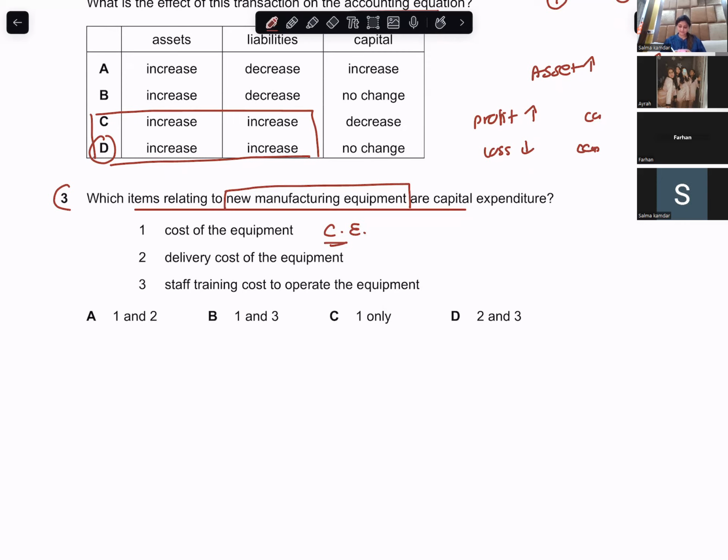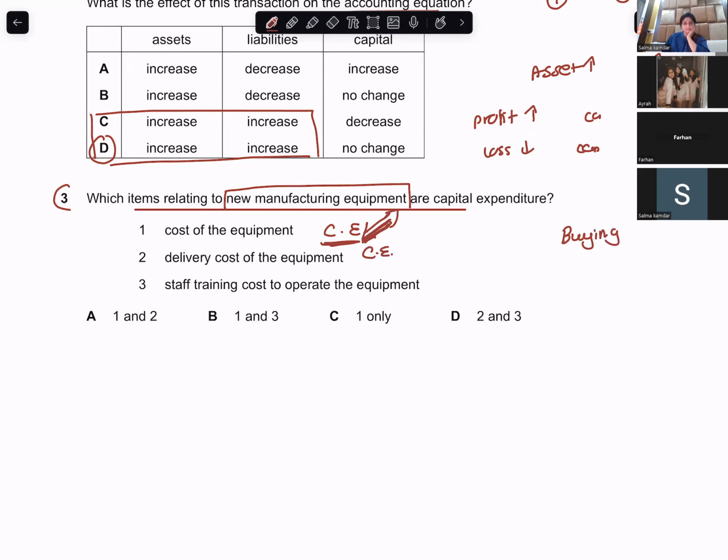Capital expenditures are expenditures that don't happen on a recurring basis, like any machinery or any asset that's bought. So what is capital expenditure? Expense that is not recurring in nature. When you're buying the equipment, what will be capital expenditure? Firstly, the cost of the equipment, because that's a one-time expense. Then the delivery cost of the equipment, because that's also a one-time expense.